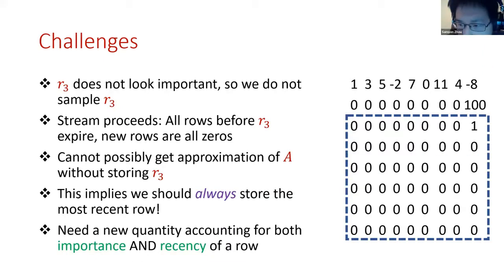Now suppose that the data stream continues, and at some point, the underlying matrix A in this box is just the third row followed by a number of rows that are all zeros. Well, if we didn't sample the third row, that's the only non-zero row. So it doesn't seem like we can get a good approximation of A without storing the third row. So this also implies that we should always store the most recent row. And thus we need a new quantity that accounts for both how important a row is for some measure of importance, and also how recent a row is.